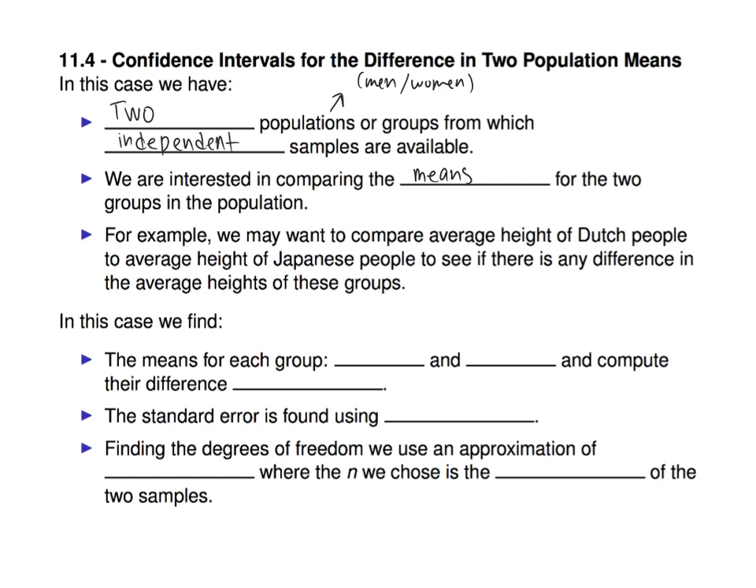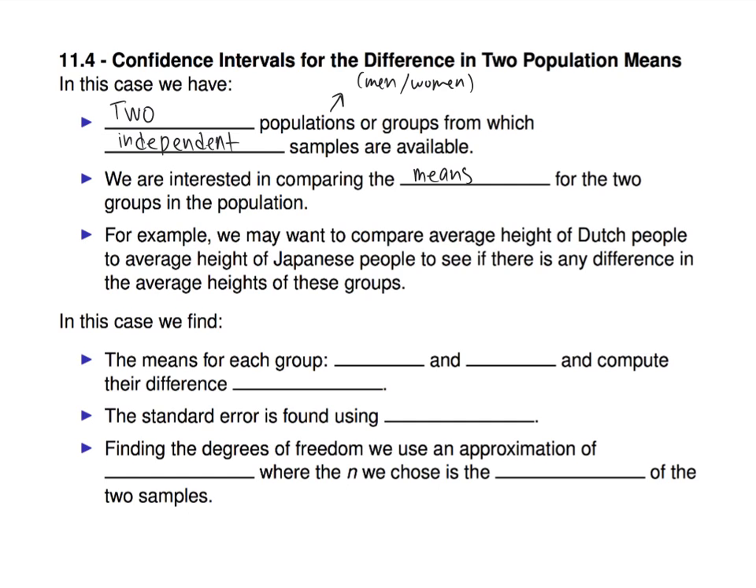For example, and I love talking about height, you know the tallest people in the world? Dutch people, from the Netherlands, where Amsterdam is. If you go on a KLM flight, all the stewardesses are tall. Compared to people who are Japanese, who tend to be one of the shorter populations. You could compare the average height of a Dutch person to the average height of a Japanese person and see if there really is any difference, just for kicks.